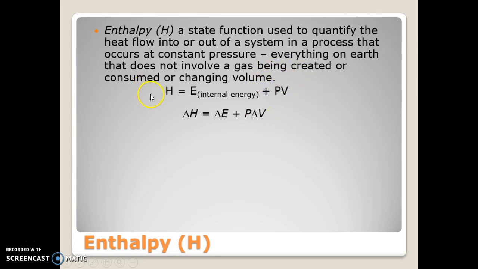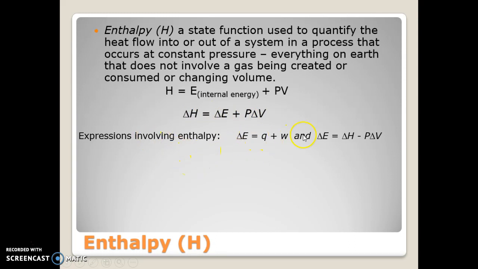But again, we can't measure the content of enthalpy. We can only measure the change in enthalpy. So I've got to take everything and add in the change. But now I want you to remember a couple of things.